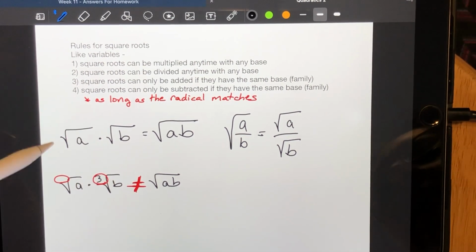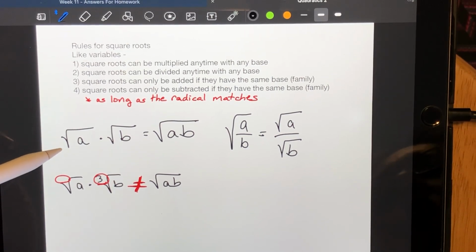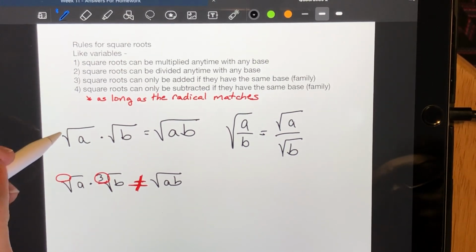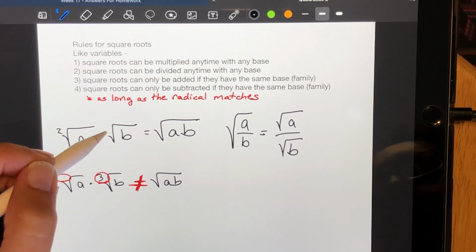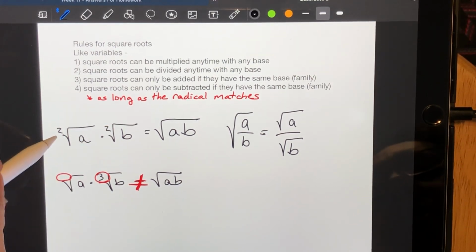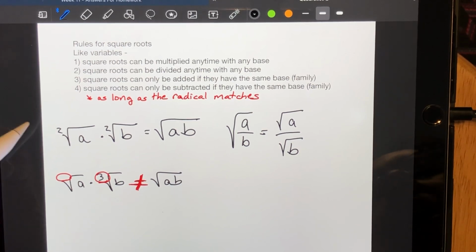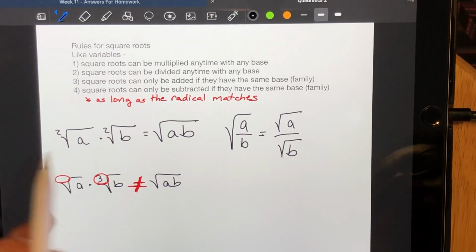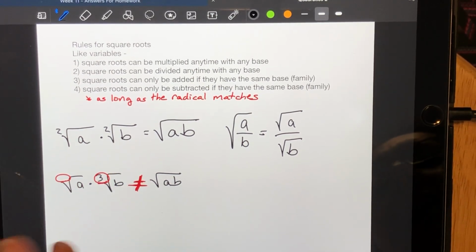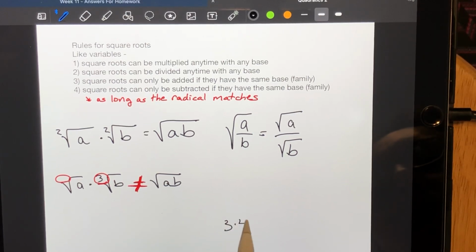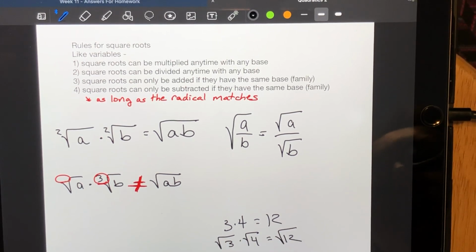We can look at our roots, and as long as the root of our radical matches. So in this case, this is a square root, so I have a 2, and this is a square root, I have a 2. As long as my radical root matches, then it's considered like terms. And like terms can be combined. So if I have the square root of a times the square root of b, I can combine those just like I combined 3 times 4 into 12. I could combine the square root of 3 times the square root of 4 into the square root of 12.